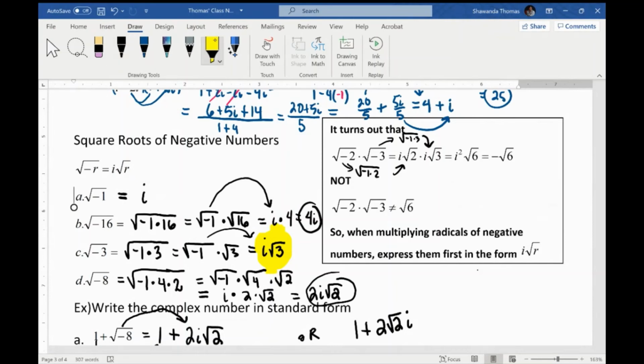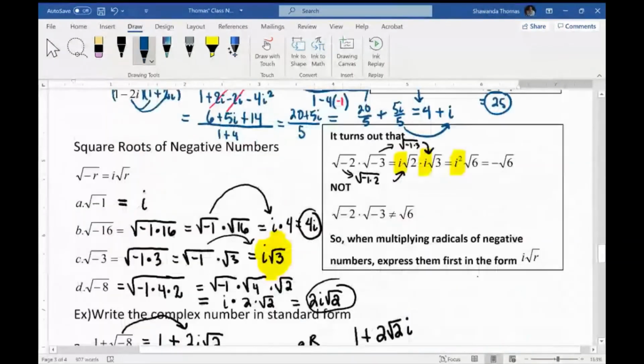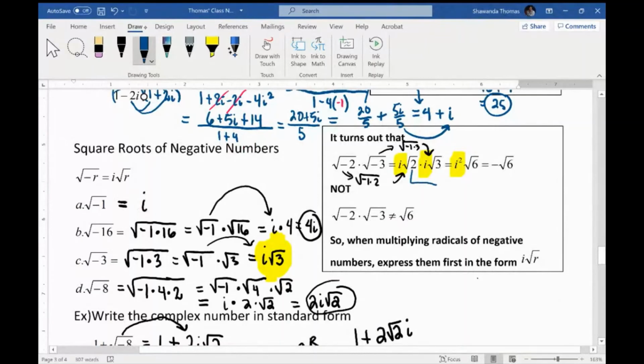Then they multiplied the i times the i together to get what? i squared. Now that we got the negatives out of the radical, you can multiply the 2 times the 3 together to get what? 6. They converted i squared to what? -1. And -1 times the square root of 6 gives you this answer.